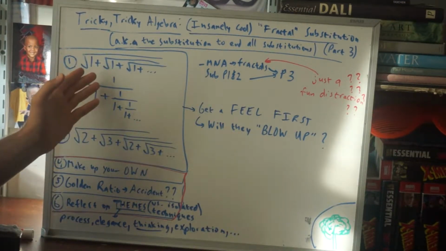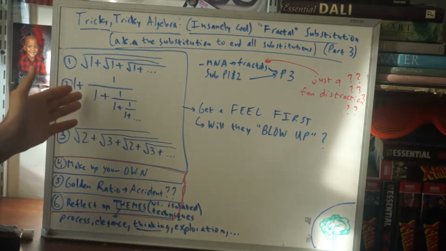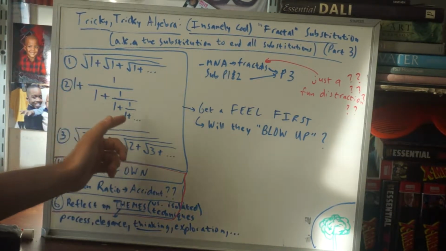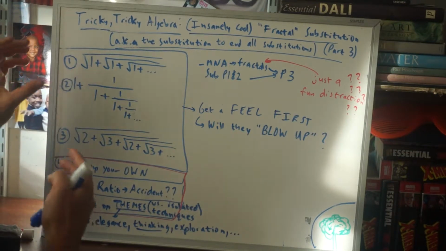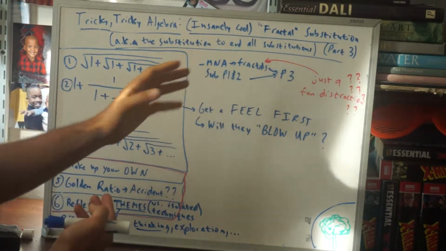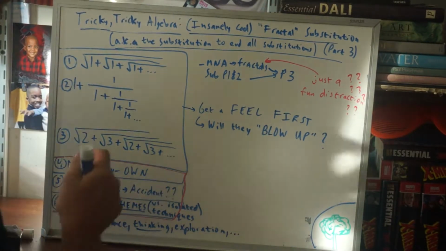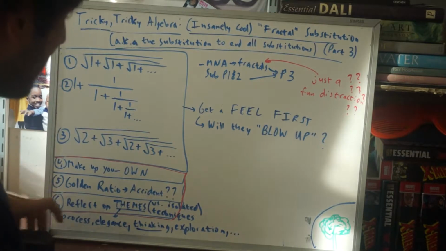So this is called a nested square root or a nested radical. Here we have 1 plus 1 over, again, an infinite chain. So these look super crazy, and that's why I've called this insanely cool, because it looks really hard and our solution will solve this insanely hard looking problem. Alright, but before we do that, I want to make a point.